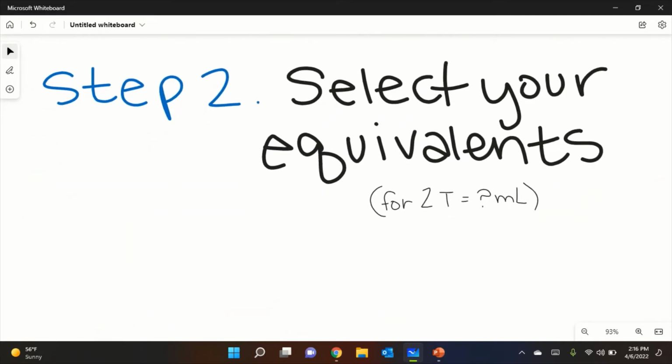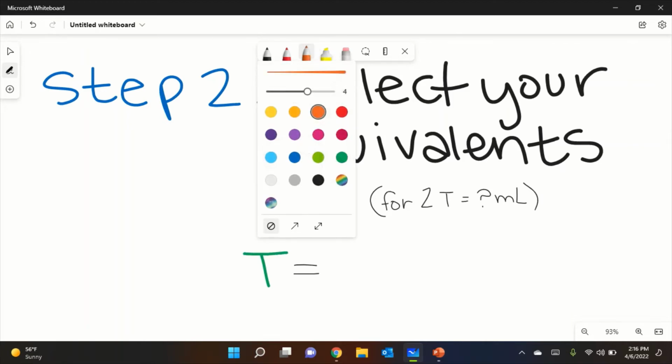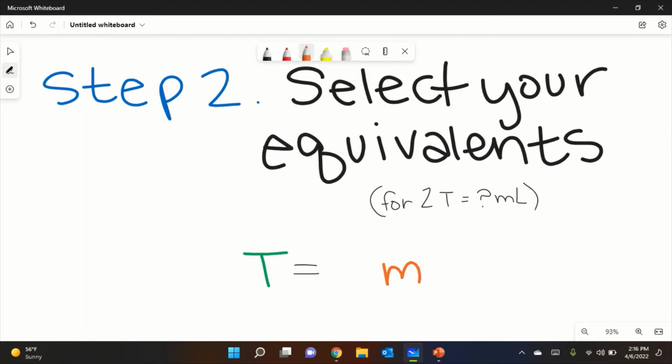Step 2, we need to select our equivalents. And remember, this is for this problem here. 2 tablespoons is equal to how many milliliters? We need an equation, right? It's going to have an equal sign in the middle that is going to get us from tablespoons to milliliters.